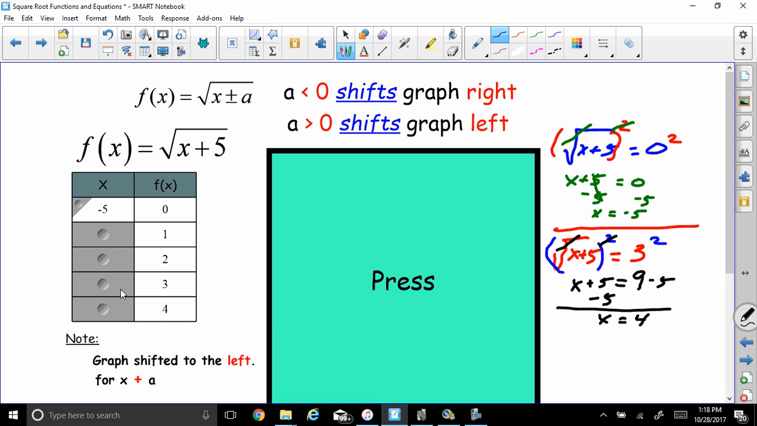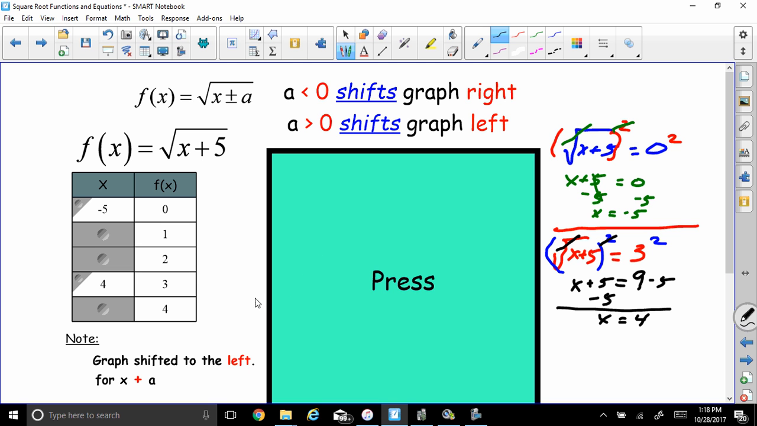So when we go over here, we use 4, and the f of x will come out to 3. Well, let's make sure. 4 plus 5 is 9, and the square root of 9, a perfect square, is 3. So we got our points. So you should be able to fill in the rest.